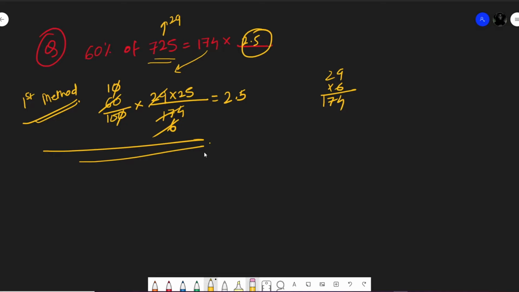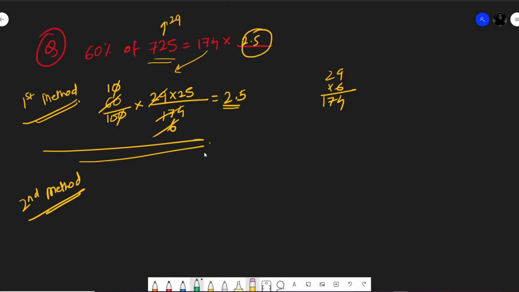You can also do it mentally. We know that 29 into 25 is 725. And 29 into 6 equals 174. So we cut the 6. We know that it will become 6 on the downside, and we cut the numerator and denominator, and it becomes 10, and 25 divided by 10 equals 2.5. We can do this mentally. And there is another method, the second method.